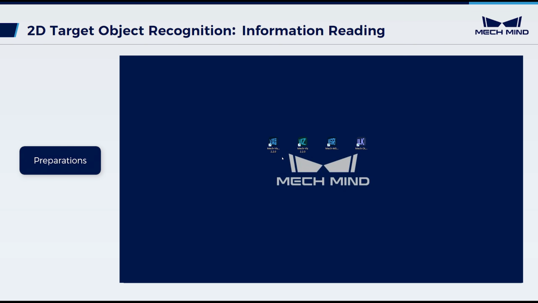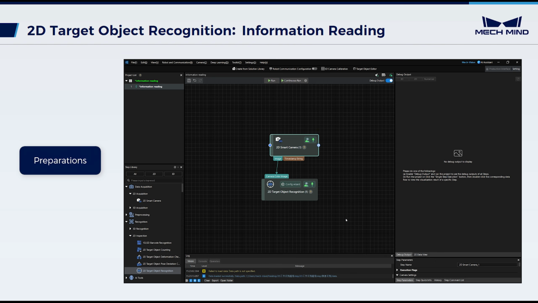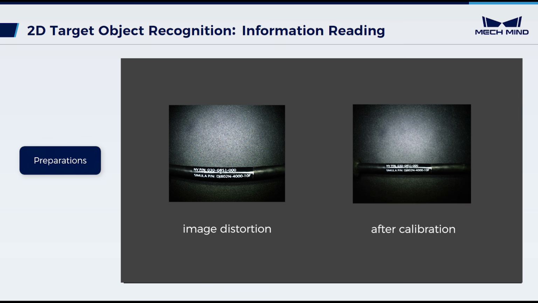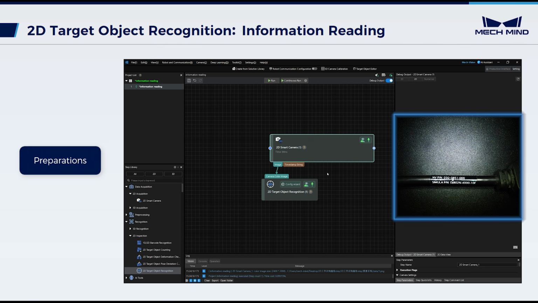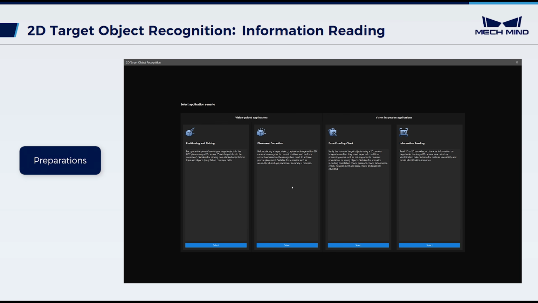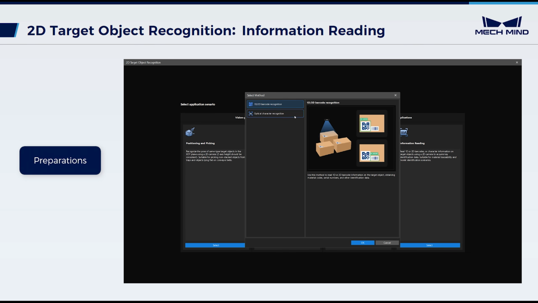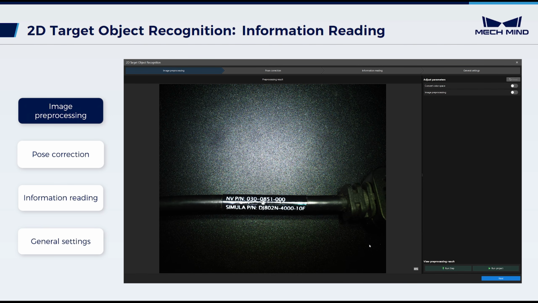Now, let's move on to the configuration process. Open Mech-Vision and enter the 2D target object recognition project. If image distortion exists, please perform distortion calibration first. Ensure that the camera acquires images normally and that the image quality meets the requirements. Once you confirm there is no distortion, configure the 2D object recognition step. Click Config Wizard to enter the tool interface. Then select Information Reading and choose Optical Character Recognition. Click OK to proceed to image preprocessing.